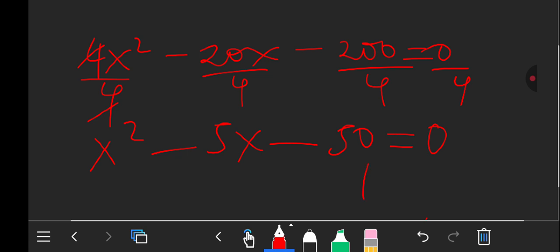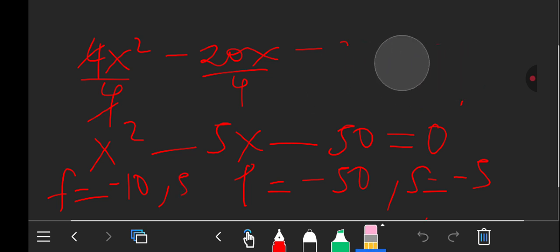So we find now the product. The product will be equal to negative 1 multiplied by negative 50, that is AC, and that would be negative 50. The sum is the value B, which is negative 5. Then what are the factors? The two numbers that, when you multiply them, give negative 50, and when you add them, give negative 5. They are simply negative 10 and positive 5. Those are the factors, right?